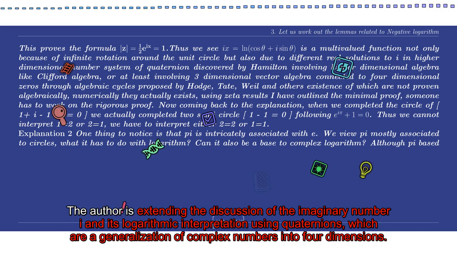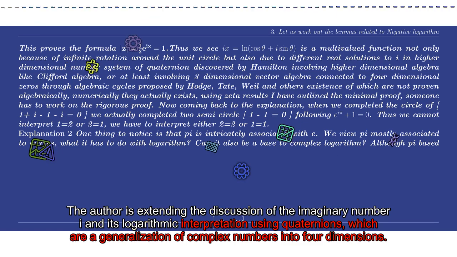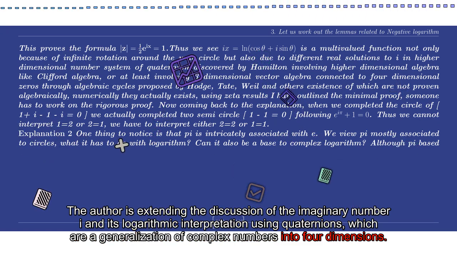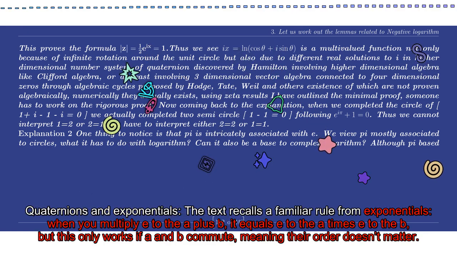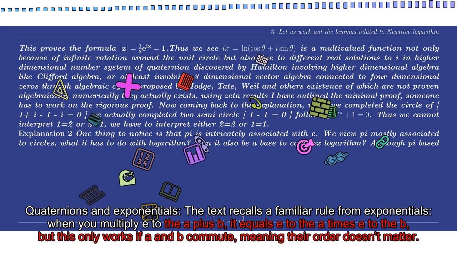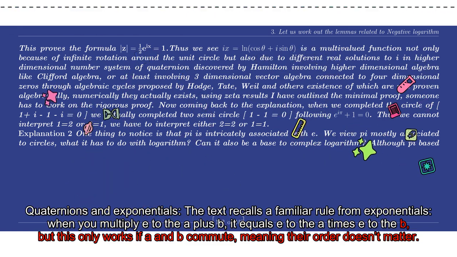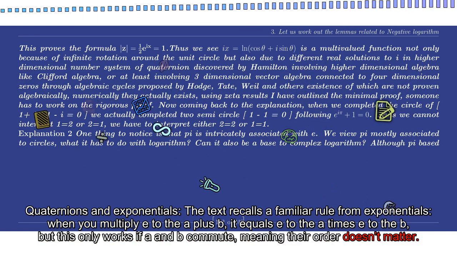The author is extending the discussion of the imaginary number i and its logarithmic interpretation using quaternions, which are a generalization of complex numbers into 4 dimensions. Quaternions and exponentials: the text recalls a familiar rule from exponentials. When you multiply, e to the a plus b equals e to the a times e to the b. But this only works if a and b commute, meaning their order doesn't matter.